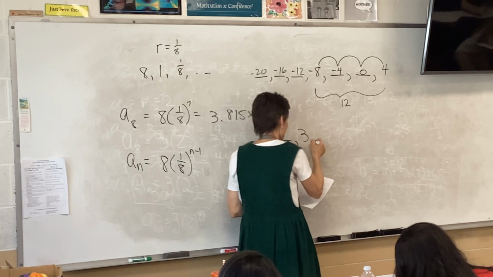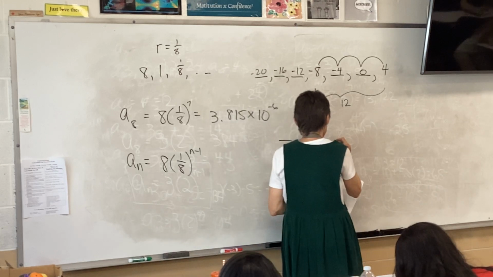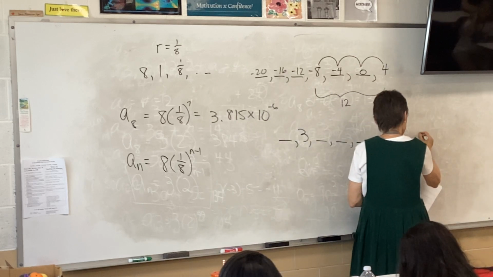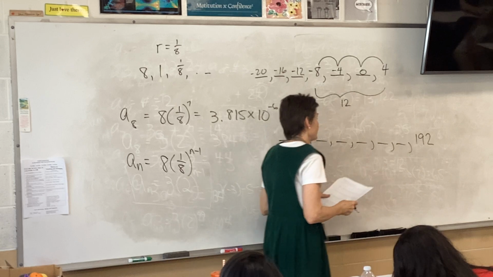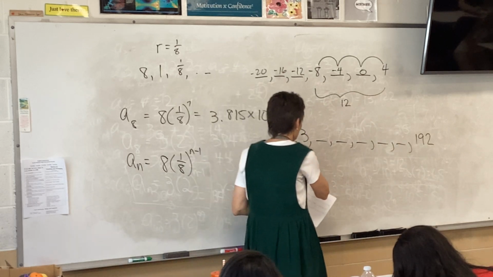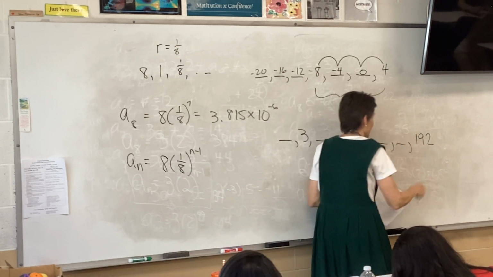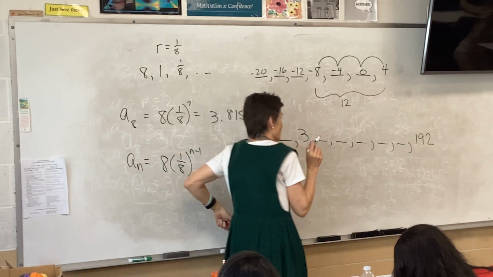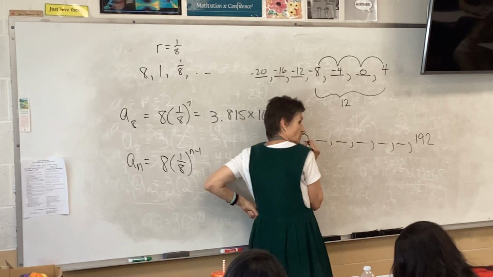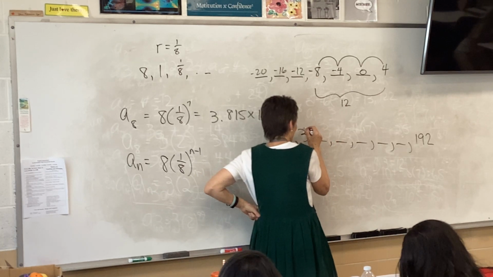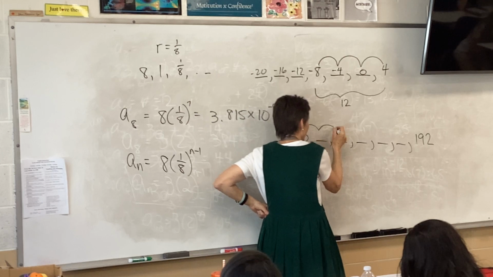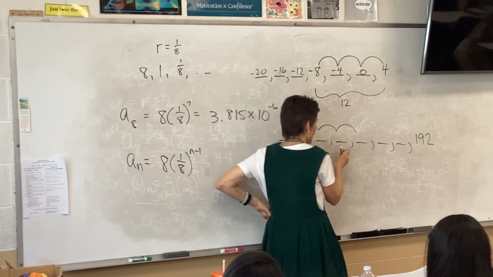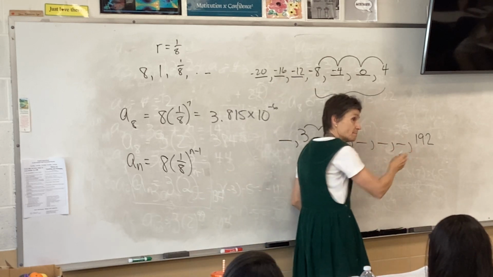The second term is 3. Third, fourth, fifth, sixth, seventh, eighth term is 192. Now, this time I'm not adding, this time I'm multiplying, right? So I'm multiplying and multiplying and multiplying. How many times am I multiplying? 1, 2, 3, 4, 5, 6 times.